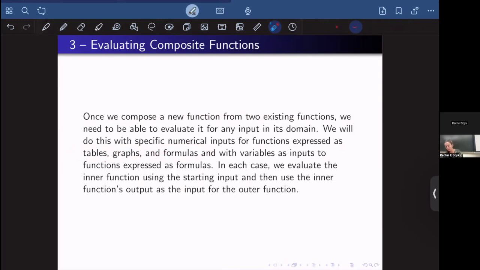In each case, we evaluate the inner function using the starting input. And then once we evaluate that, we use that inner function's output as the input for the outer function. So it's like you're evaluating something twice. You evaluate the inner, calculate that, and then reevaluate it for that outer function. Sometimes you have to do it more if you have more compositions taking place.